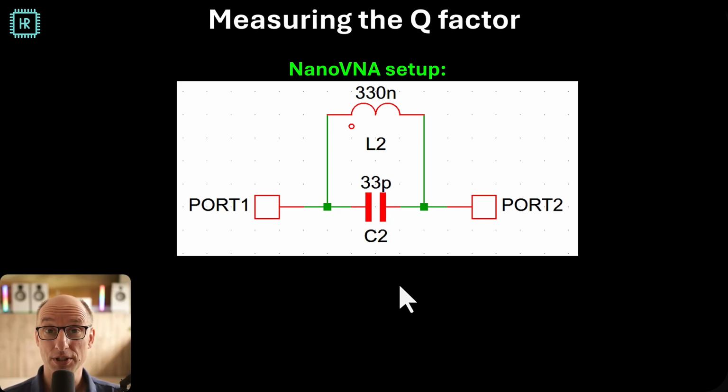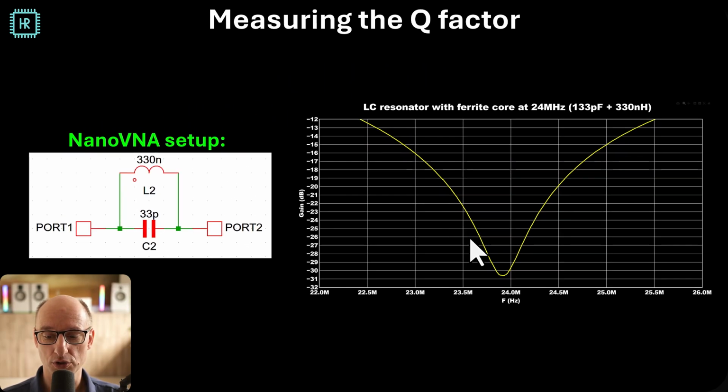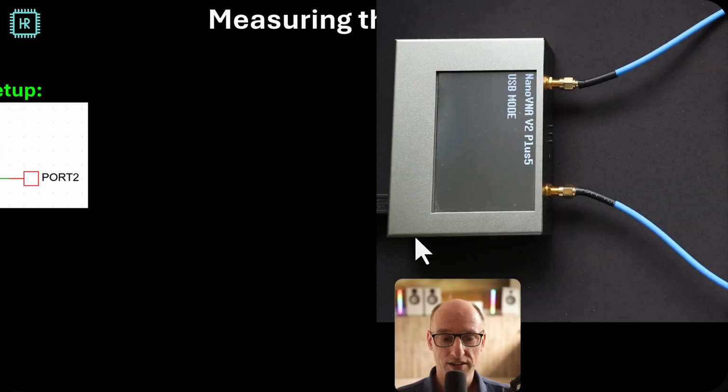So let's see how we can measure the Q factor. This is the setup I'm going to use. I'm going to put a parallel resonator right in between the 2 ports of a nano VNA, and this will result in a dip. At the resonance point, in theory, a parallel resonator has an infinite impedance. Now the losses prevent it from having an infinite impedance, basically the Q factor. So this is the dip that you actually get.